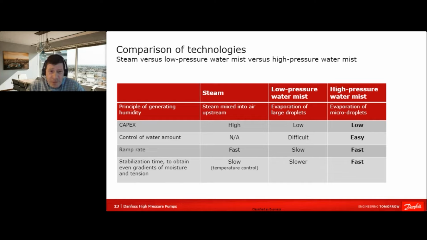Ramp rate, it's very fast with high pressure and also with steam. Low pressure system, due to big droplets, it's slow. The stabilization time, so it means that you are removing the tensions. It's very fast with the high pressure systems if you compare low pressure or steam, because you just add the needed amount of water and the process is fast. You can see the results immediately. So for all these reasons we have seen that they are very beneficial to end users.